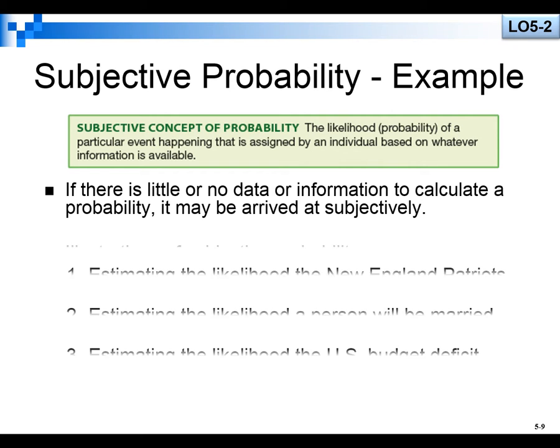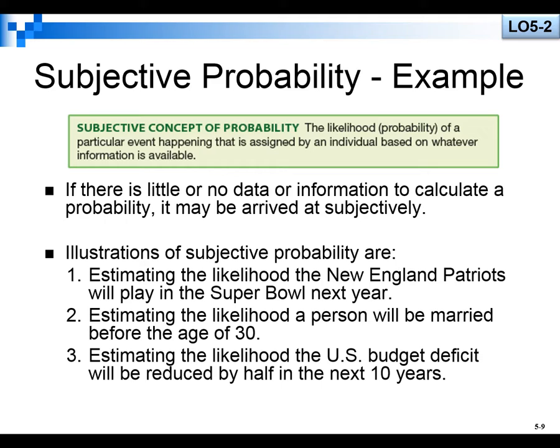If there's little or no data or information in order to calculate a probability, it may be arrived at subjectively. Some examples of this would be estimating the likelihood that the New England Patriots will play in the Super Bowl next year. Now, we can use some of the empirical data we have and look at that, but we don't know everything that's going to happen. We don't know if Tom Brady will be suspended or hurt, or if Bill Belichick will retire. We don't know a lot of the information right now. But we can make an estimate or make a guess.